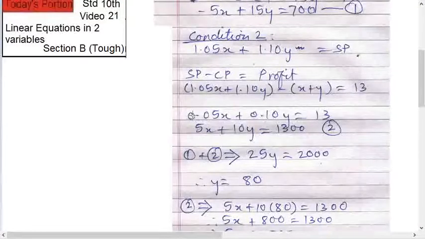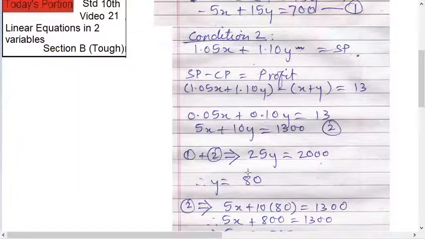Solve again. So 0.05x plus 0.1y equals to 13. Multiply by 100. 5x plus 10y equals to 1300. Equation number 2. Now you can see 5x is common and plus minus sign. So do 1 plus 2. It becomes 15 plus 10, 25y equals to 1300 plus 700, 2000. So y equals to divided, you get 80.